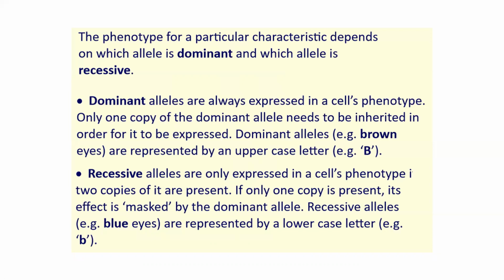Recessive alleles are only expressed in a cell's phenotype if two copies of it are present. If only one copy is present, then it would be masked by the dominant allele. Recessive alleles, for example the blue eyes, would be represented by a lowercase letter, little b. So if we have a person who is big B, big B or big B, little b, then they will be brown-eyed. That will be their phenotype. The only way we can get the blue-eyed form, because it's recessive, is if we have two little b's, so it would be little b, little b.